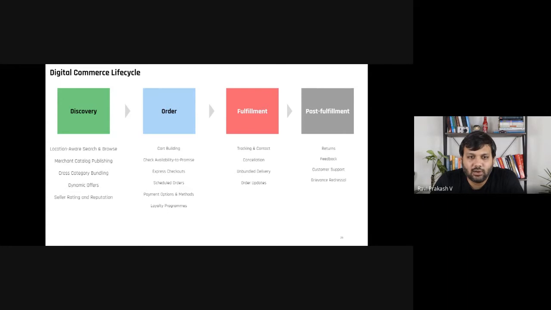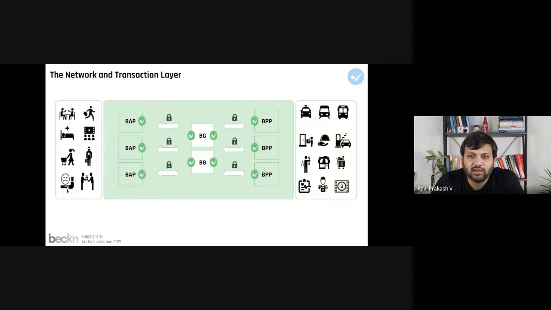Okay. Now, once you implement all of the APIs associated with all of these four stages, what you are left with is a transaction layer. Now the transaction layer itself consists of three layers. As you had seen from the earlier diagram, there is a buyer side, there is a seller side, right? Now to actually put them on a single network, there has to be some routing network in the middle, right?